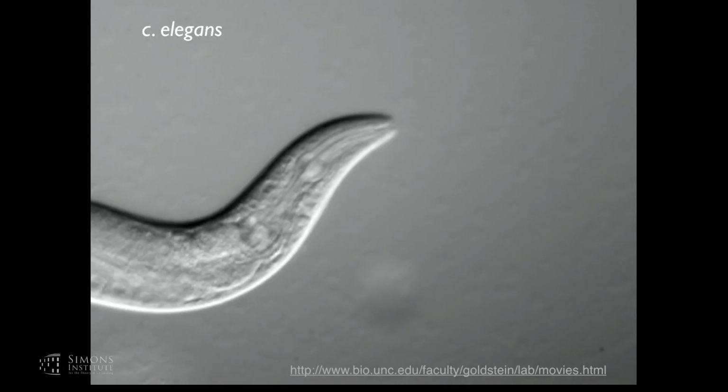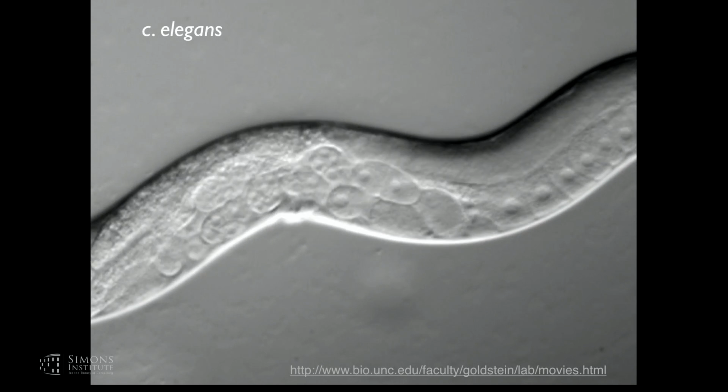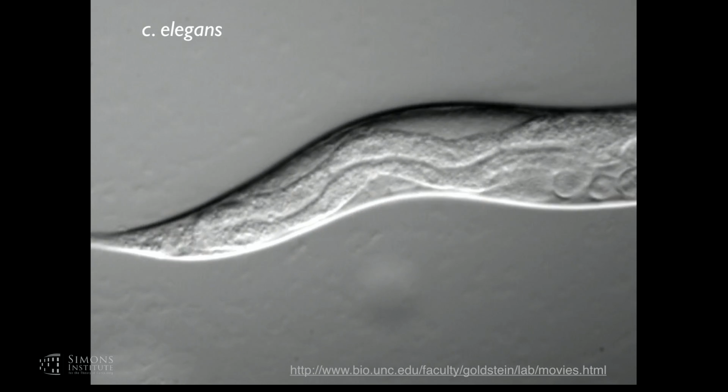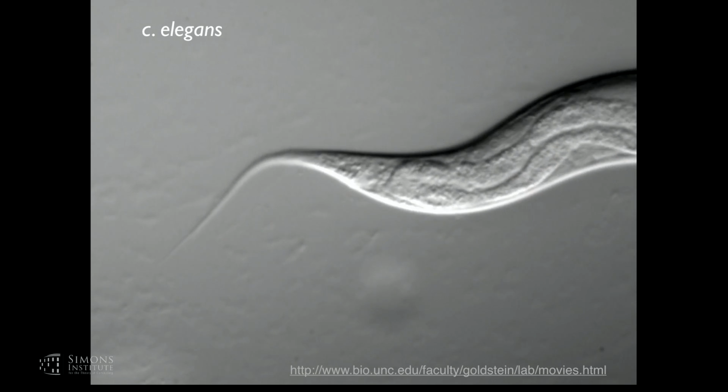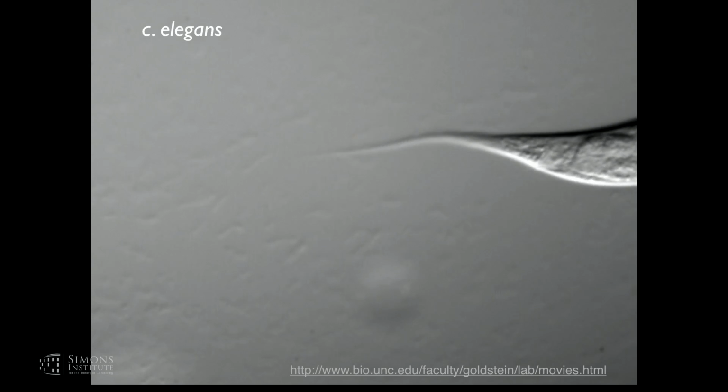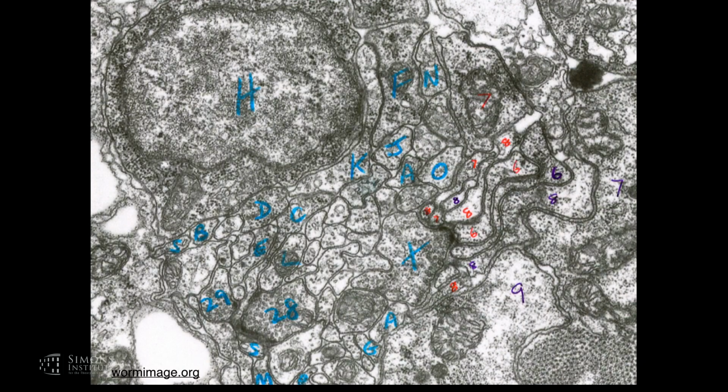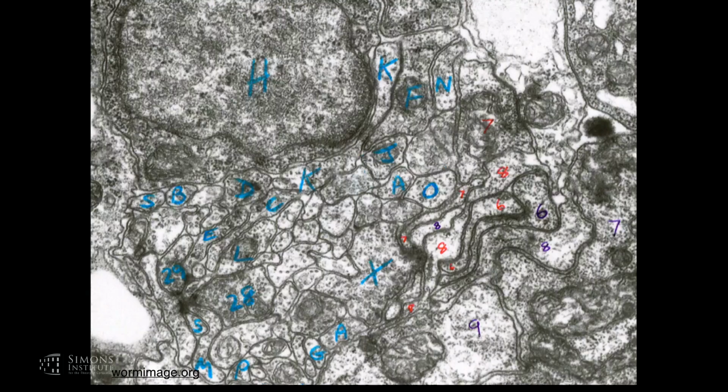Of course, this is nothing new, right? This was done for C. elegans, as most of us know, in the 70s by Sidney Brenner and his colleagues at the MRC. So they took a C. elegans, they chopped it into sections, they imaged the sections using electron microscopy and printed them out, and then manually traced neurites from one section to the next.